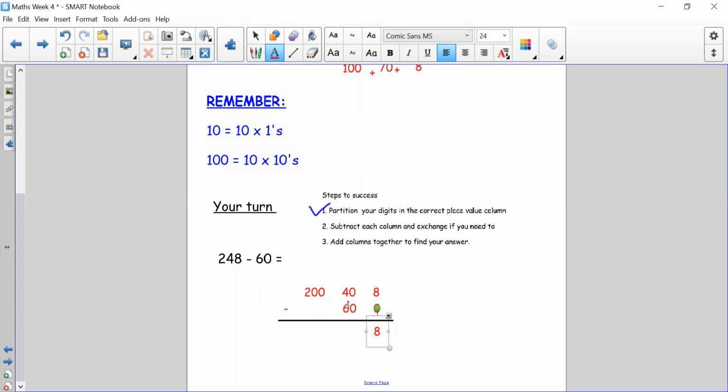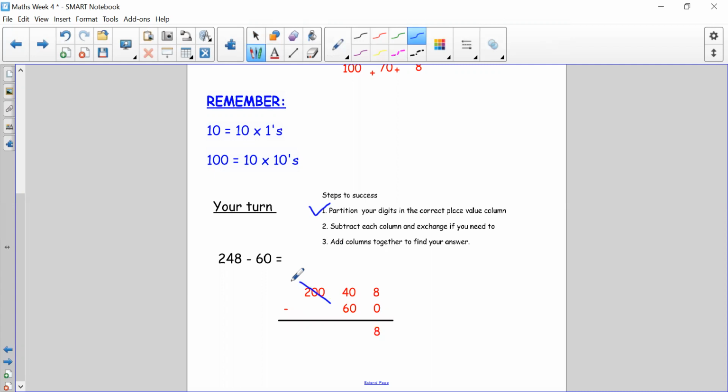I don't have enough 10, so I need to go across to the hundreds. Remembering when we're exchanging hundreds, we need 10 tens. So taking 100 away from 200 leaves me with 100. And I put my 100 there in the tens column, so I have 140.